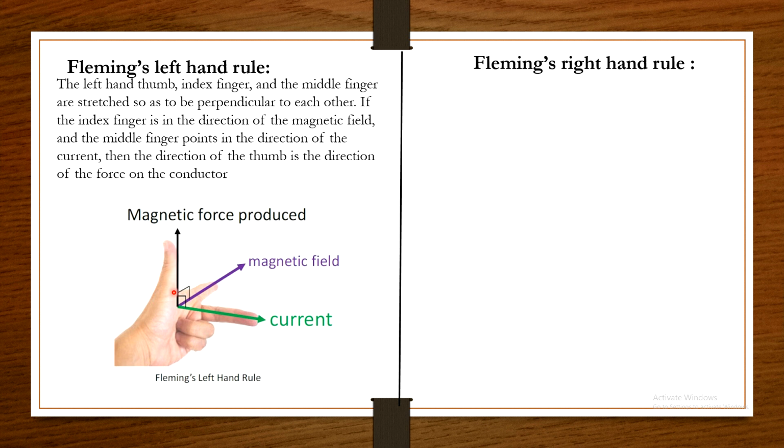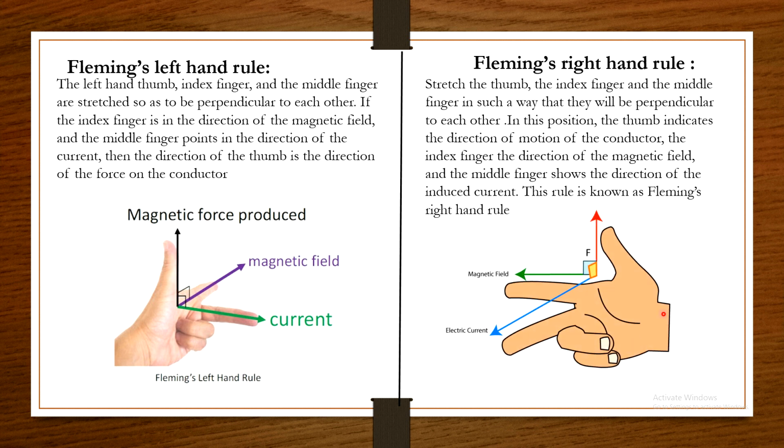Now, what about Fleming's right hand rule? This is also easily understood with a diagram. This is our right hand and you have to position the fingers like this. You stretch the thumb, forefinger and middle finger in such a way that they are perpendicular to each other. Then the thumb represents the direction of motion of the conductor, the forefinger represents the direction of the magnetic field, and the middle finger shows the direction of the induced current.